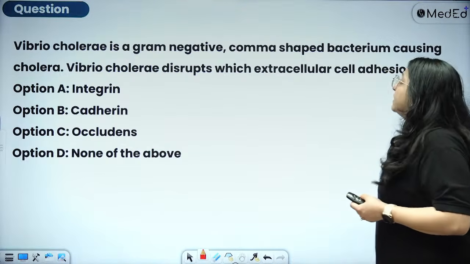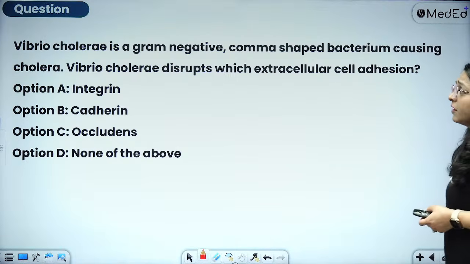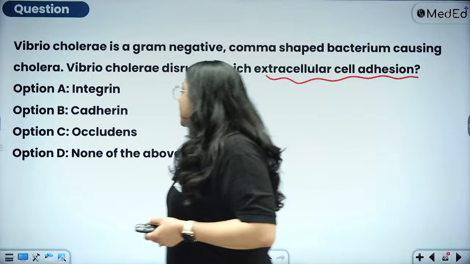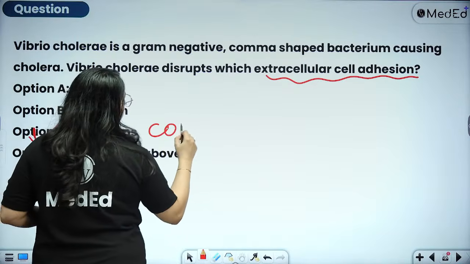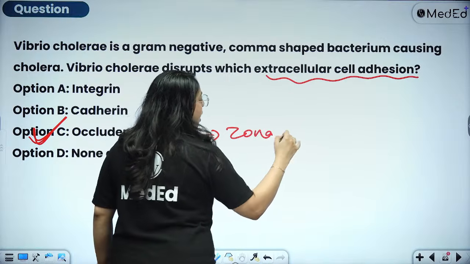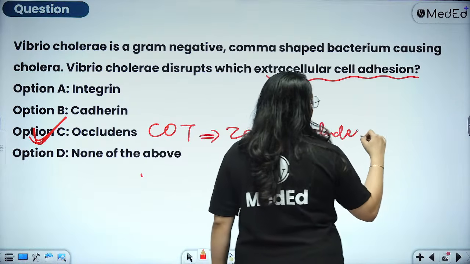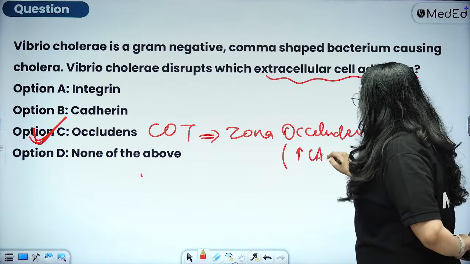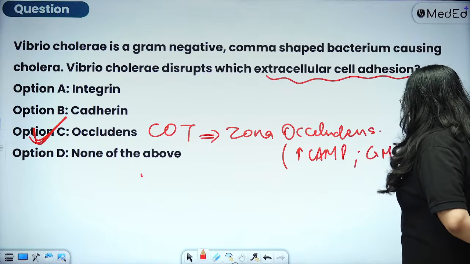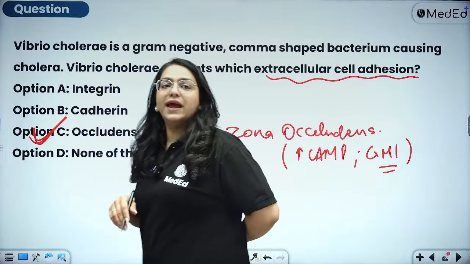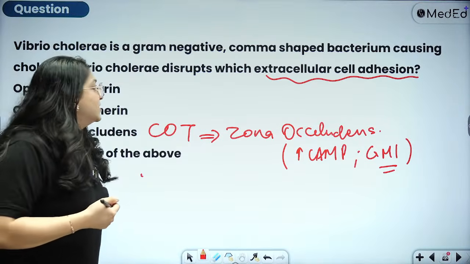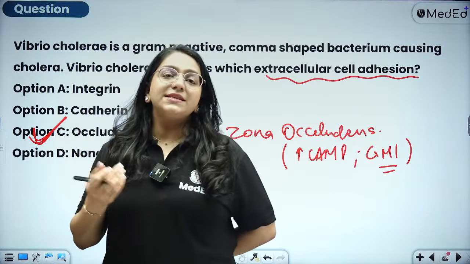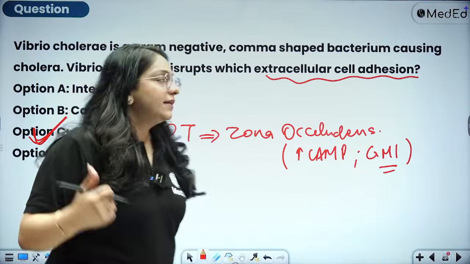Vibrio cholerae is a gram-negative, comma-shaped bacterium causing cholera. Vibrio cholerae disrupts which extracellular cell adhesion? Oh, come on, this is so easy. Zona occludens. Cholera toxin. Cholera toxin acts how? Increases the cAMP by acting on what? The GM1 ganglioside receptors, just like E. coli labile toxin. Only difference is that this is highly potent. That is how it causes the disease.